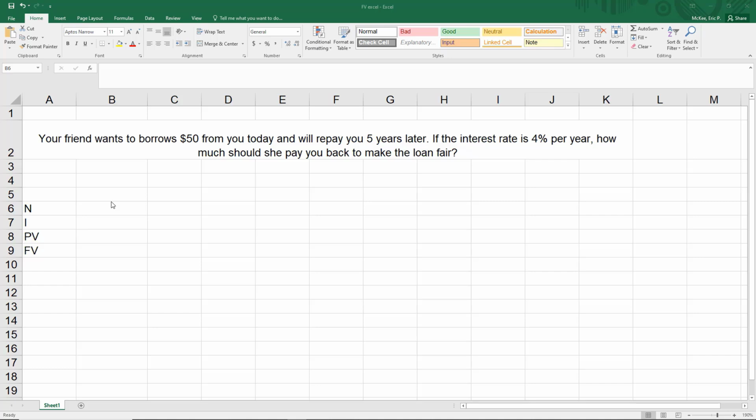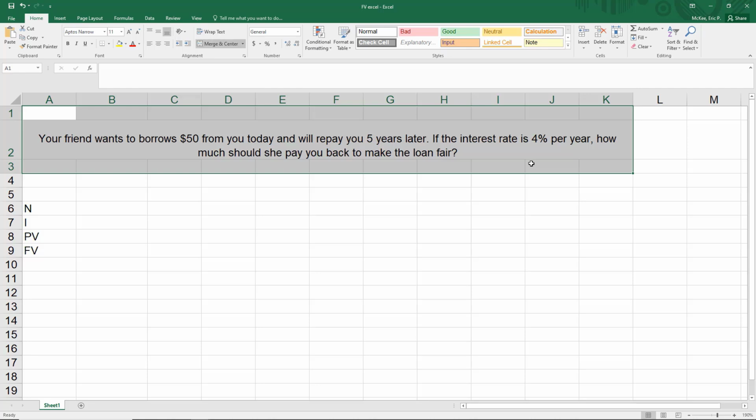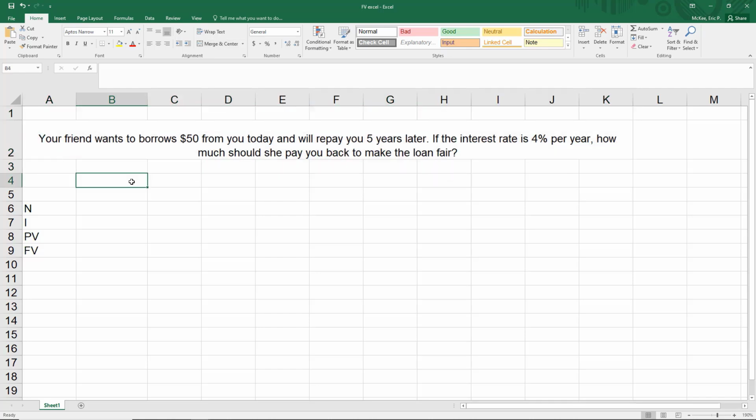I have prepared a standard question right here, asking us to find the accumulated amount, i.e. the future value, to make this loan fair. How much does our friend need to pay us back at the end of the loan to make this, in time value of money terms, a fair trade between us? To get started on any time value of money question, it's best to convert our verbal description into the numerical values we need to actually calculate, in this case, the future value for our loan.